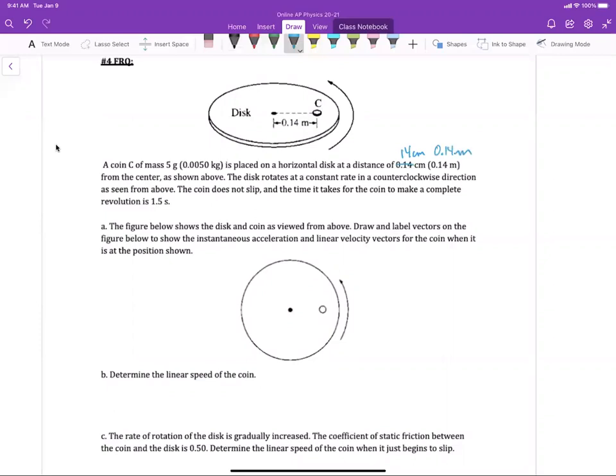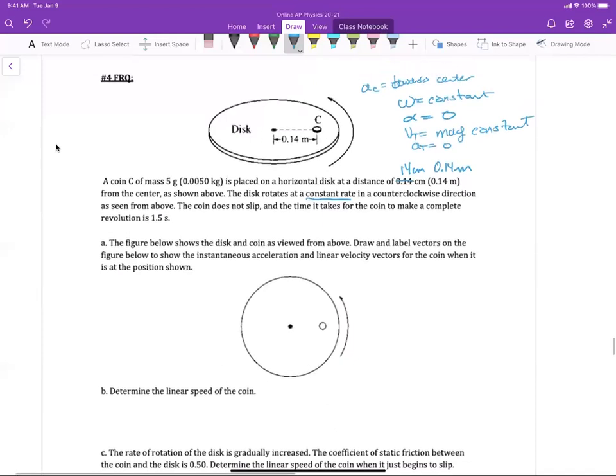From the center, as shown above, the disc rotates at a constant rate. That's pretty important. That means omega is constant, so the angular acceleration is 0. That means the tangential velocity magnitude is constant and the tangential acceleration is 0. But the direction is changing, so there must be centripetal acceleration towards the center. That's what's causing the tangential velocity to change direction.